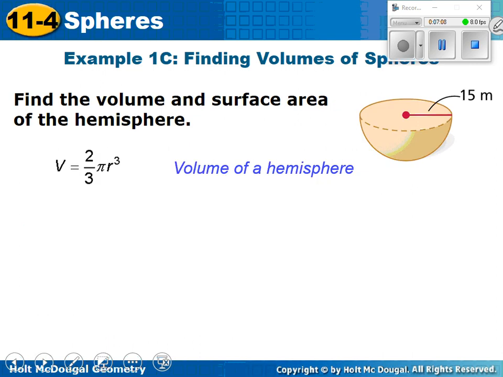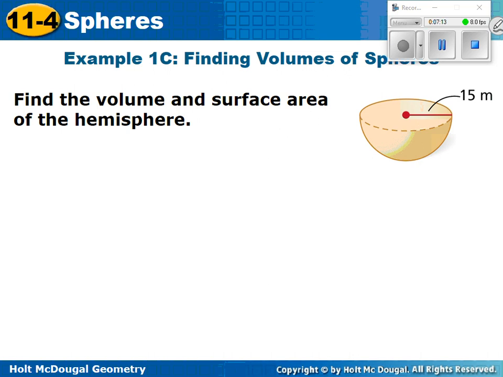So on this one, it says find the volume and surface area of a hemisphere. This doesn't seem very difficult when you first look at it, but we need to talk about the surface area because that's where I see mistakes. So we're going to go ahead and work this one. If I want to find the volume of a hemisphere, what am I going to do different once I find the volume of the sphere?